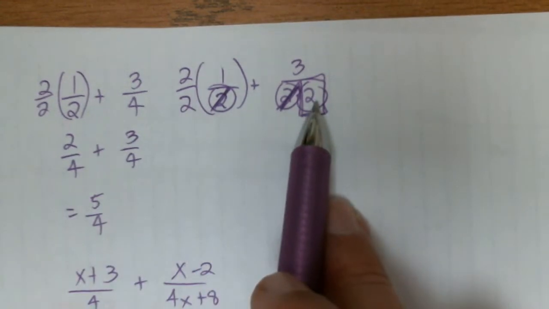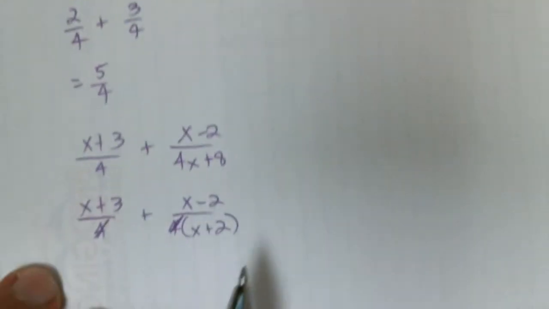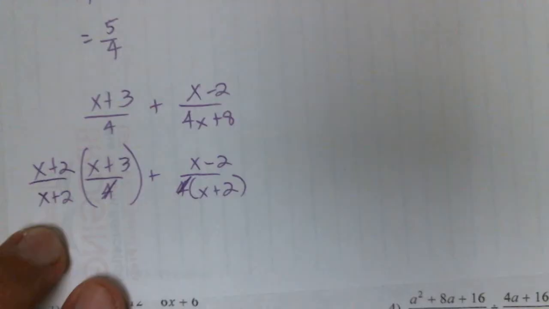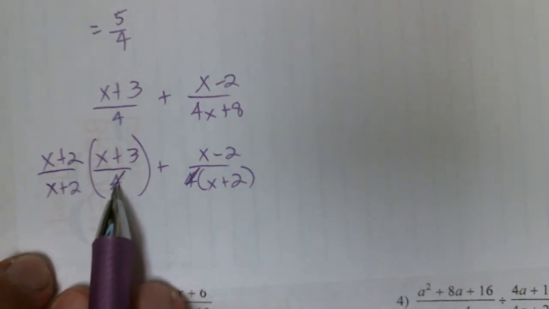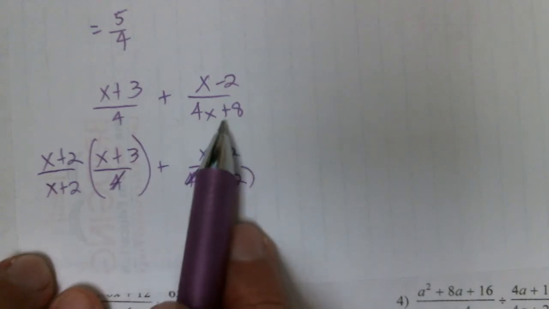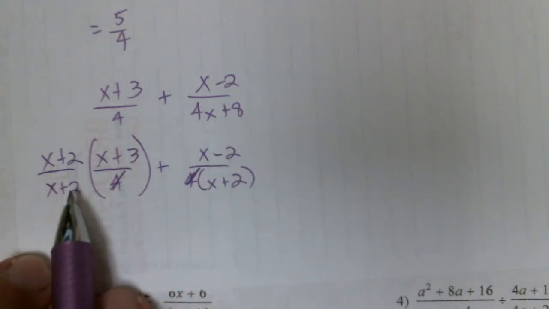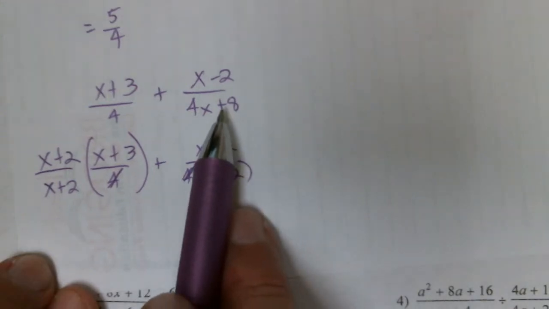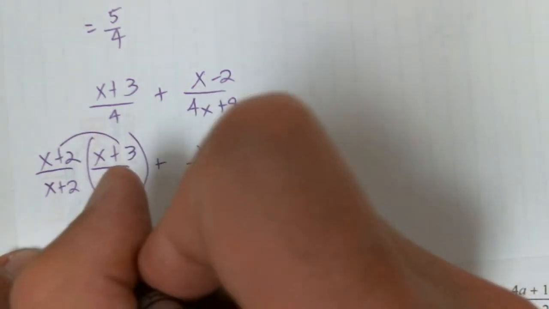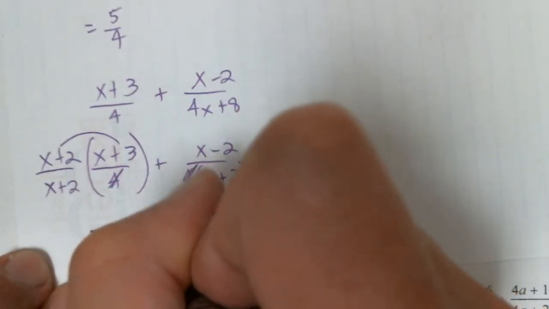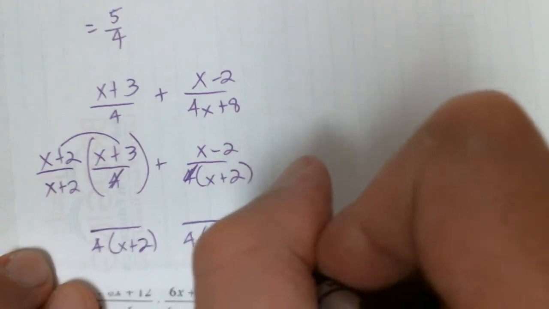Just like up here, I was left with a 2. I need to multiply this by 2 over 2. I'm left with this piece, x plus 2. That means I need to multiply this guy by x plus 2, the missing piece. Or the other way is to think about, what do I have to do to this 4 to get it to look like 4x plus 8? I have to multiply it by x plus 2 to get it there. And then I would go about foiling this out, etc. But my common denominator on both of these fractions would be the 4 times x plus 2 in both cases.